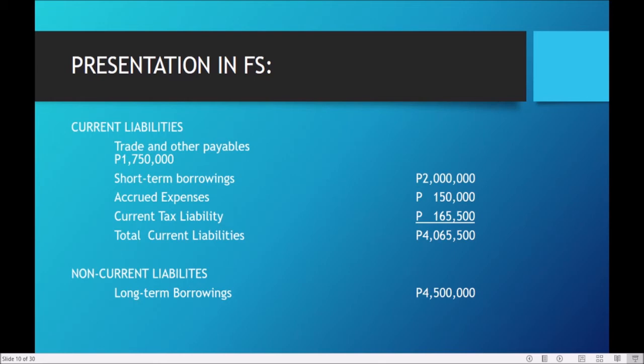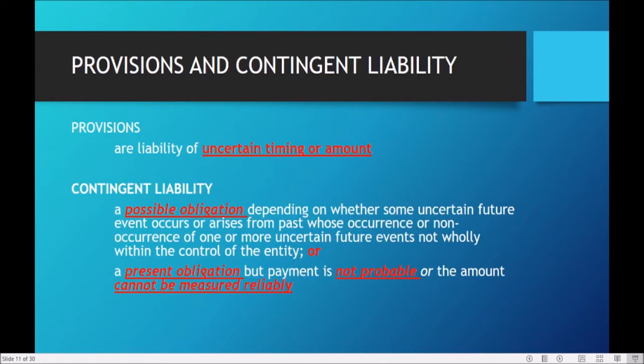Okay? Next. Provisions and contingent liability. Provisions are liability of uncertain timing or amount. Ibig sabihin provisions, you have the word uncertainty. Walang kasiguraduhan kung kailan at kung magkano. That is a provision. A contingent liability is a possible obligation. Ayun, that is a possible obligation. So kanina yung BIR tax assessment na illustrate sa problem is a contingent liability.